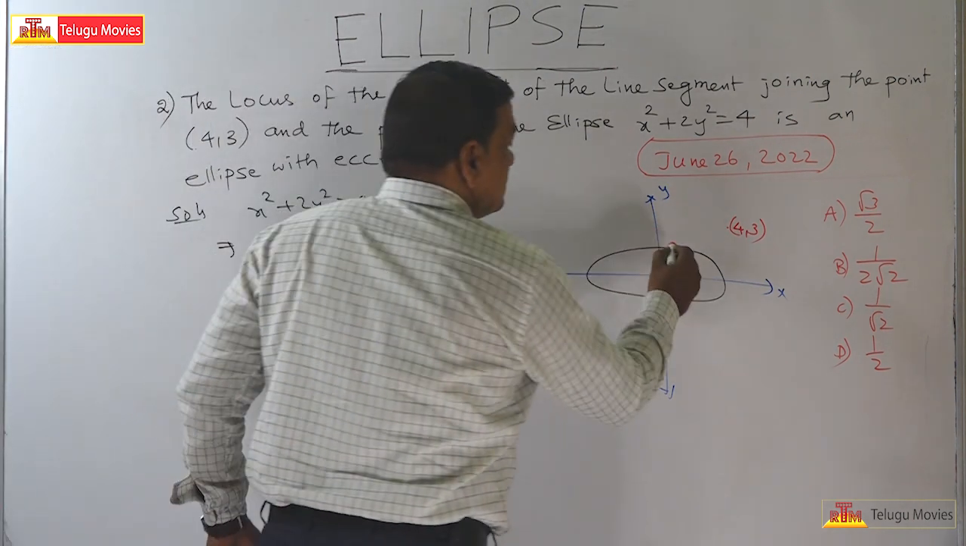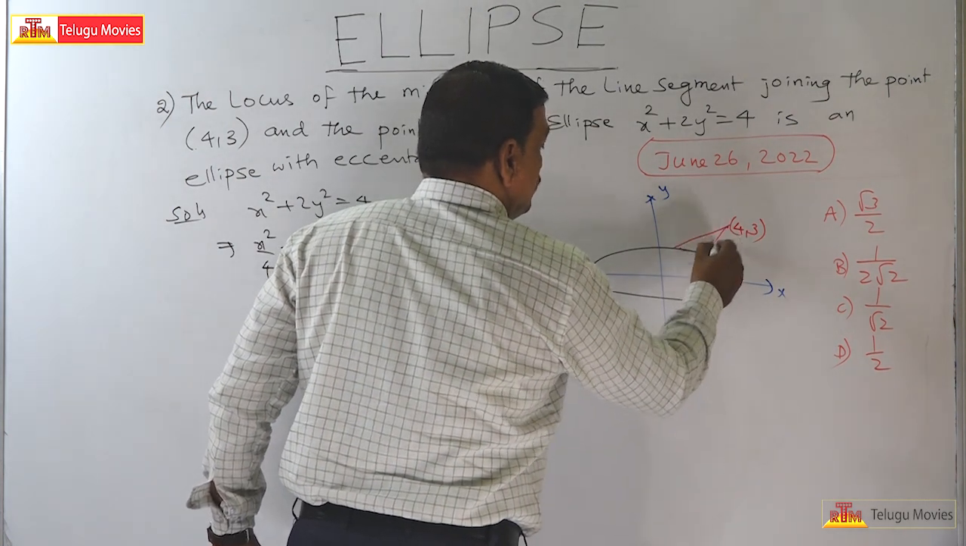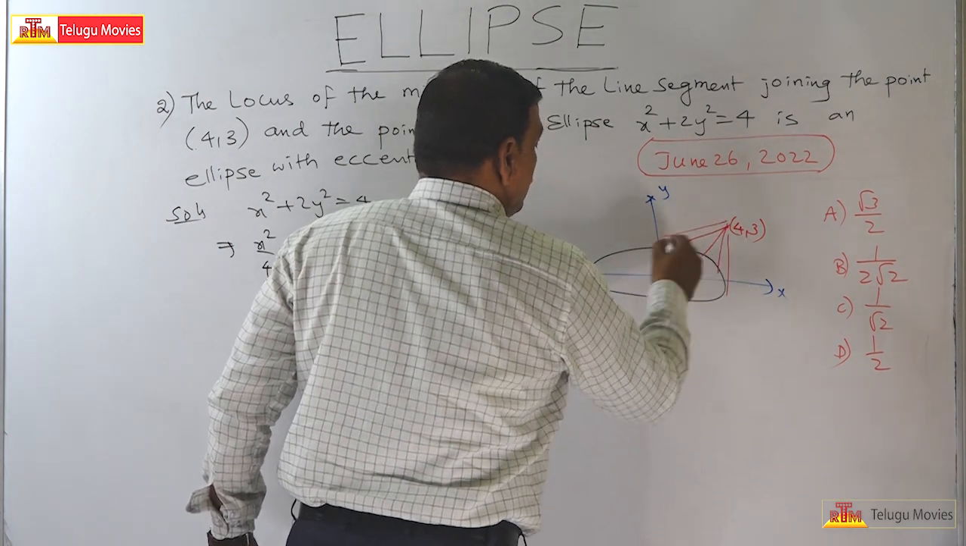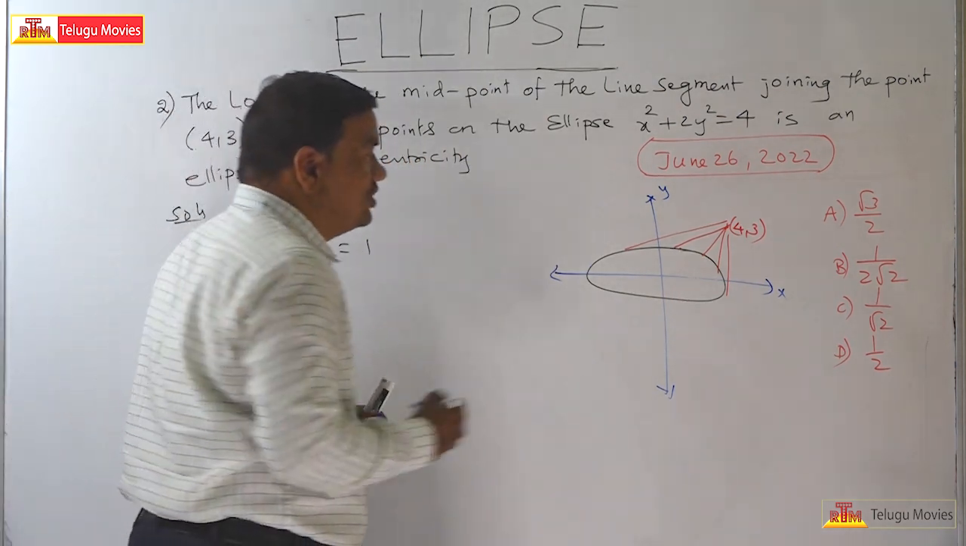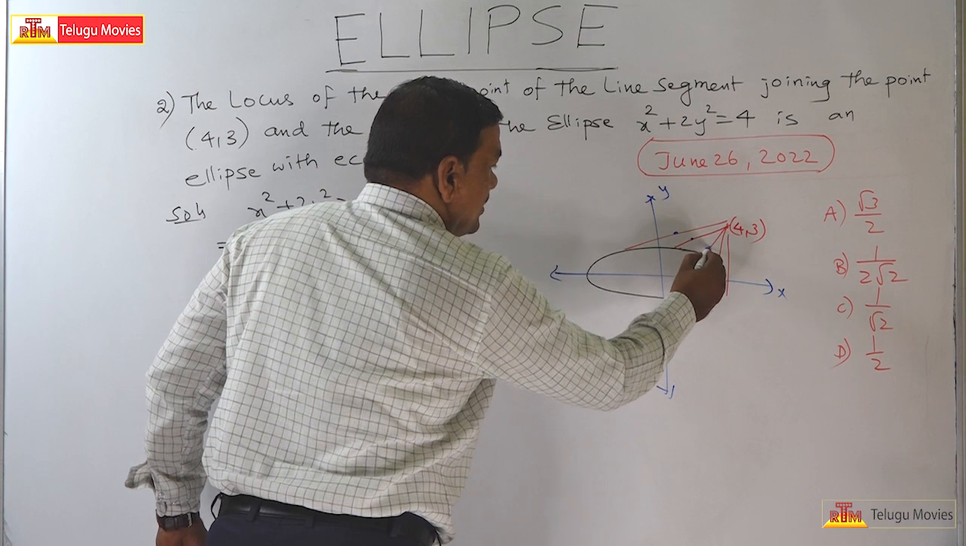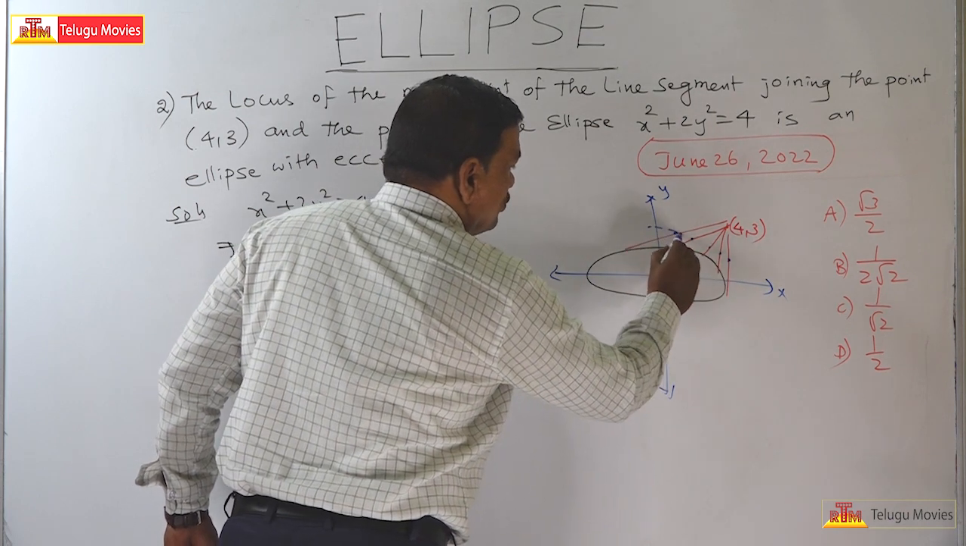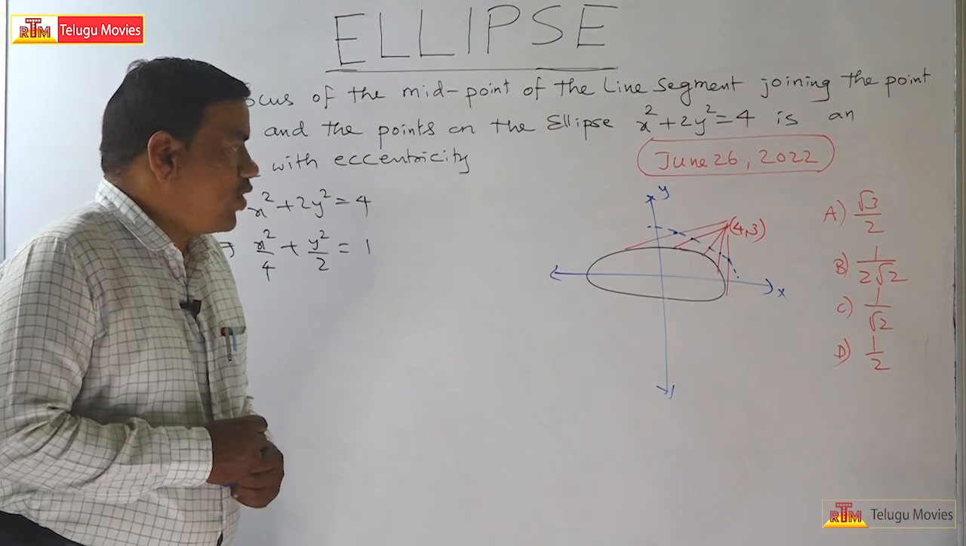So, here there are some points, he joined all of them. Midpoints will be there. So, this is a midpoint, and this is a midpoint, and this is a midpoint. If we proceed with the problem like this.